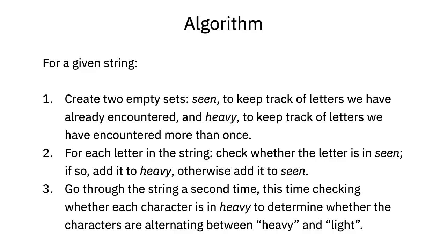The algorithm we'll be using in this video is shown here. We basically create two sets of characters, one to keep track of characters that appear in a string, and the other to keep track of characters that appear more than once, which the problem defines as heavy. We then go through each character in the string. We check whether the character is in the set seen. If so, it means we've encountered the character at least once before, so we add it to the set heavy. Otherwise, we mark it as encountered by adding it to the set seen.